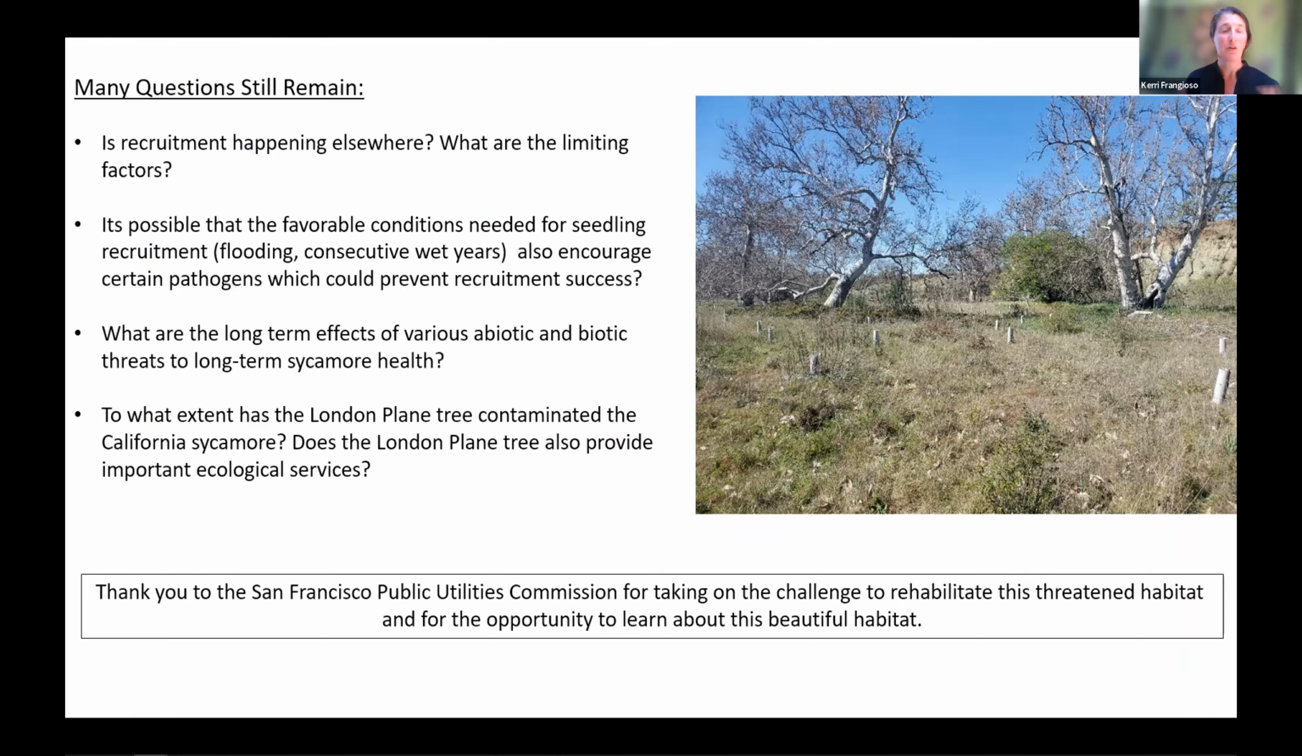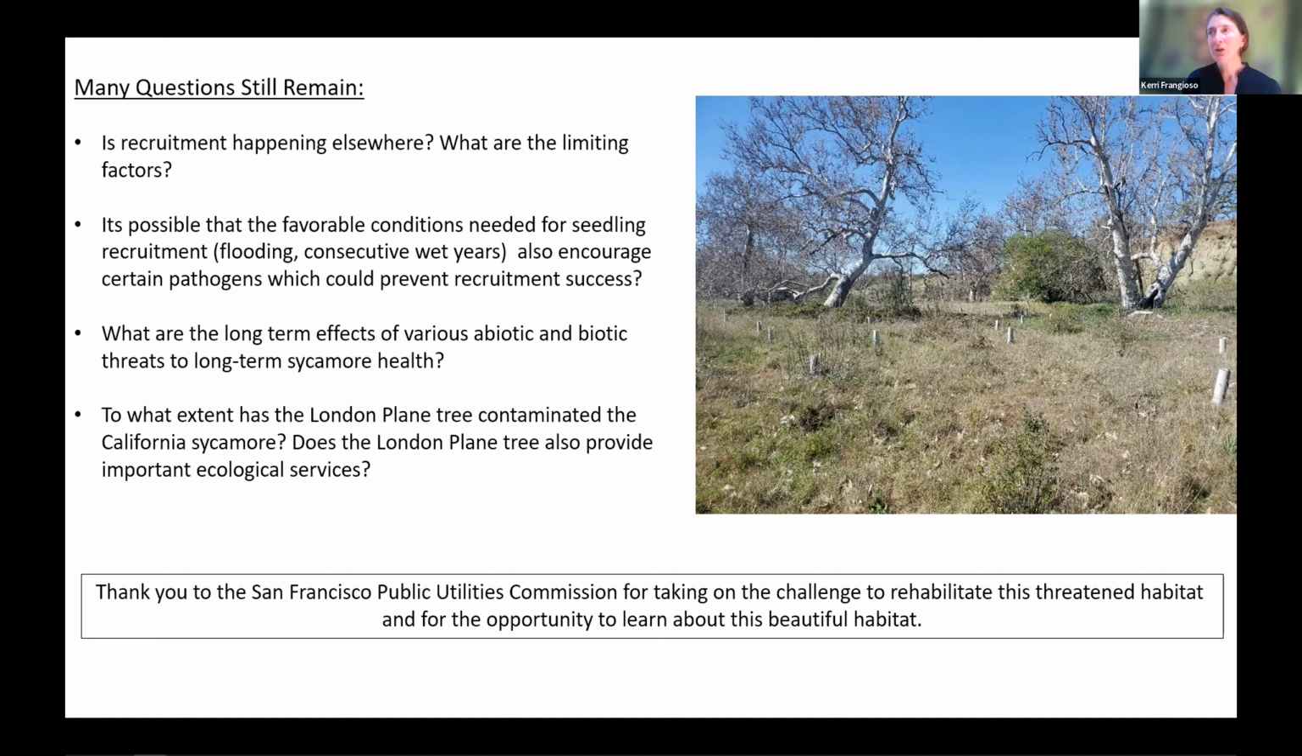I open this up to the greater group to be a little more conscious when you're around sycamores. Do you see recruitment happening anywhere? And if so, what are the conditions that are favorable to that? And is it possible that the conditions needed for seedling recruitment might also encourage certain pathogens, which could be dormant and not doing much until those conditions occur? And they may then prevent the successful recruitment process. And then what are the long-term effects of various abiotic and biotic threats?